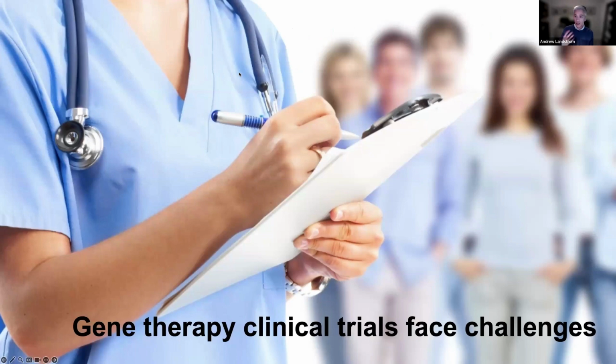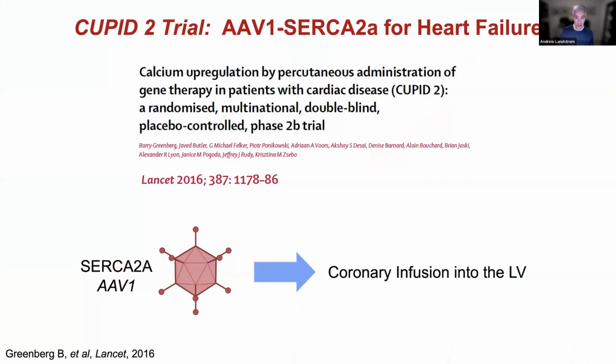Now, despite this excitement and despite the success of these preclinical models, it's important to realize that there are still challenges facing gene therapy. This is one that you may have heard of. It made a big splash in our field as a trial that failed. This is the CUPID-2 trial.